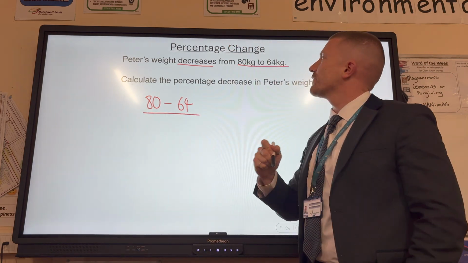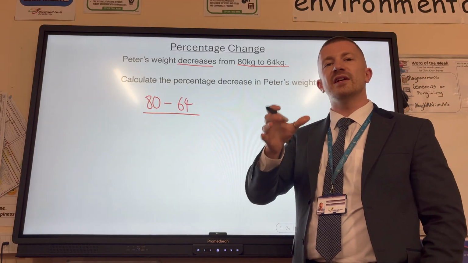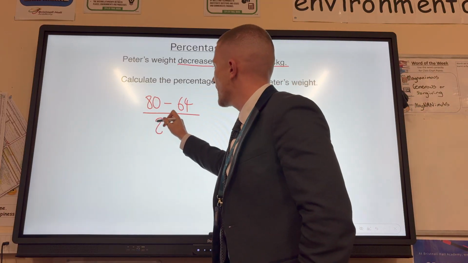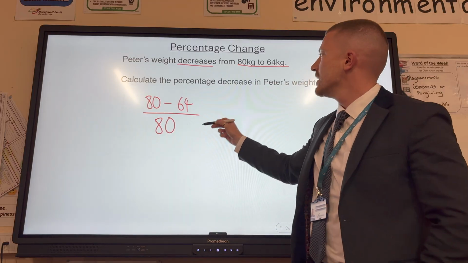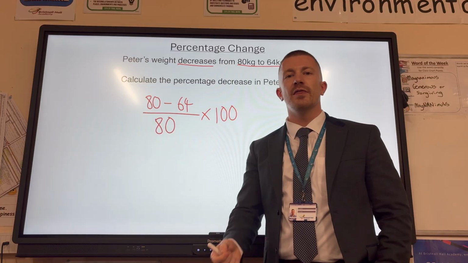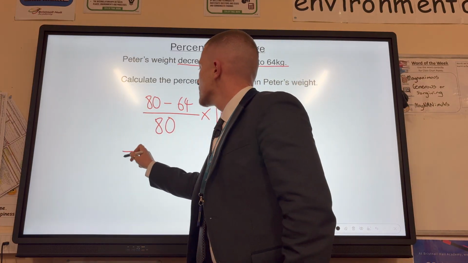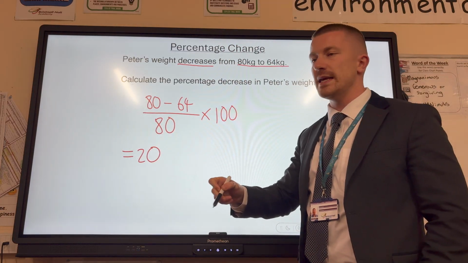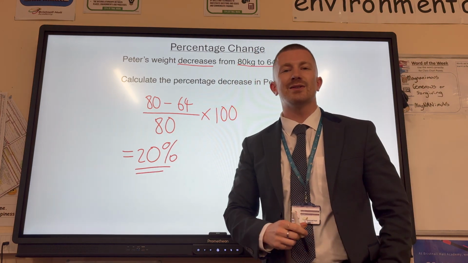Our denominator of the fraction will be what the original weight was, because it's what percentage has he gone down from this original 80. Okay, so 80 will be our denominator. And then whether it's a fraction or a decimal, if we want to convert that to a percentage, we multiply by 100. Thinking about the etymology of percent is parts of 100. Okay, so if we multiply these together on our calculator, we will get an answer of 20, and we need to express that as a percentage, so his weight decreased by 20%.